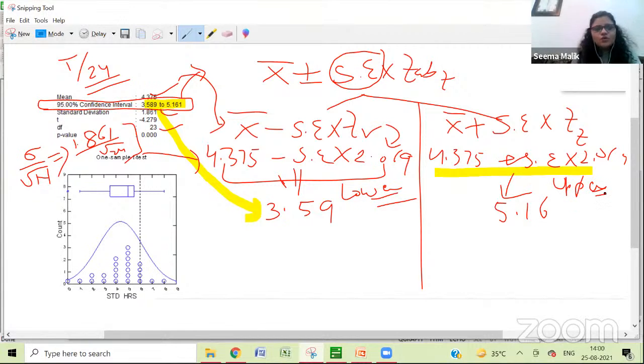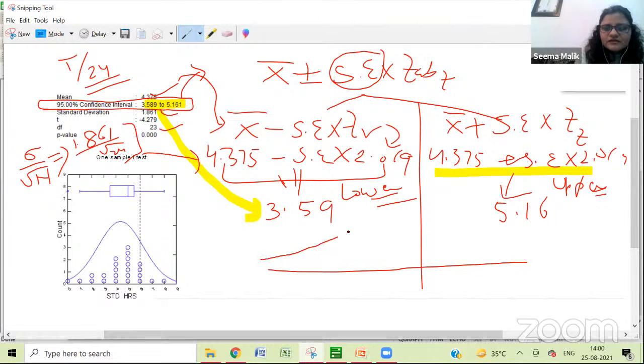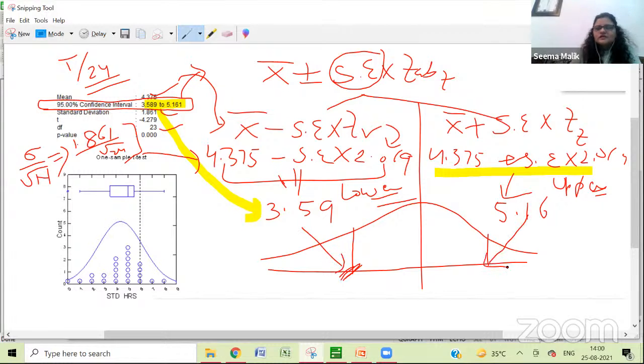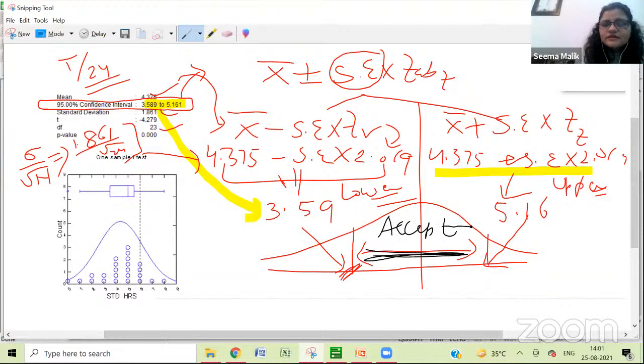So what does this confidence interval mean? This is a normal curve, this is the lower limit, and this is the upper limit. If my mean lies here, I accept the hypothesis. And if my mean lies here, I will reject the hypothesis.